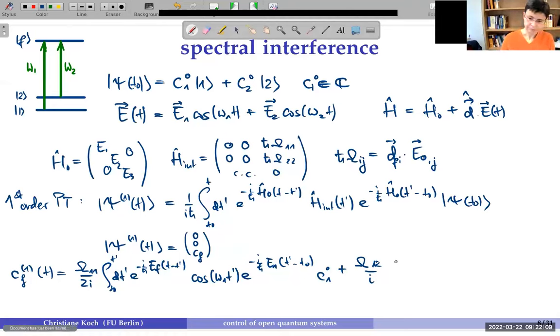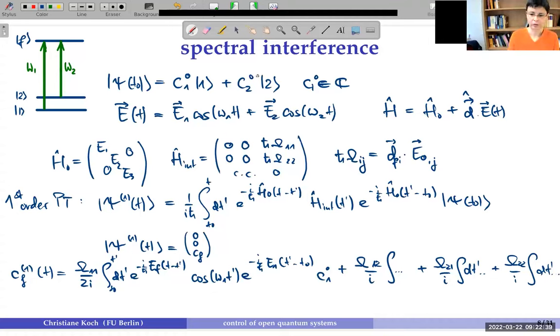I get a similar integral with the C1, with the first part of the field acting on the first part of the state superposition. Then I get the second part of the field acting on the first part of the superposition. And finally, the second part of the field acting on the second part of the superposition. So really just inserting my Hamiltonian and my initial state superposition into this formal solution.